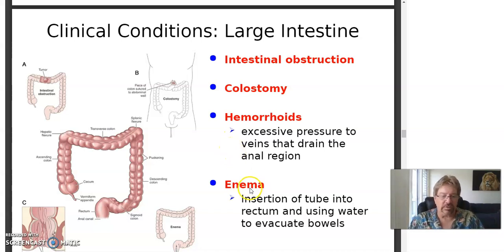What's an enema? This will be our last topic because we're running out of time. Insertion of a tube in the rectum using water to evacuate the bowels. You fill it up, and then the person staggers over the toilet and lets it fly. They're used for therapeutic, but also sometimes to administer medication stuff too.